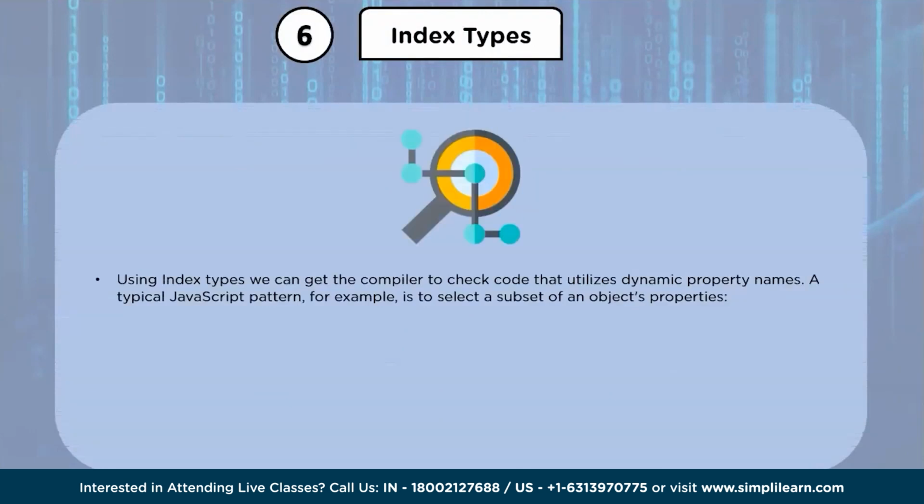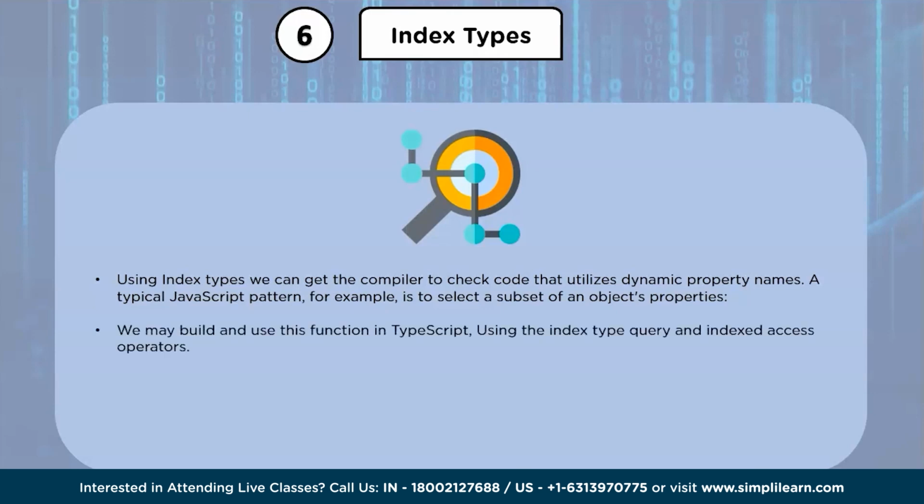Using index types, we can get the compiler to check code that utilizes dynamic property names. A typical JavaScript pattern, for example, is to select a subset of an object's properties. We may build and use this function in TypeScript using the index type query and index access operators. Let us jump into Visual Studio Code and understand index types better.